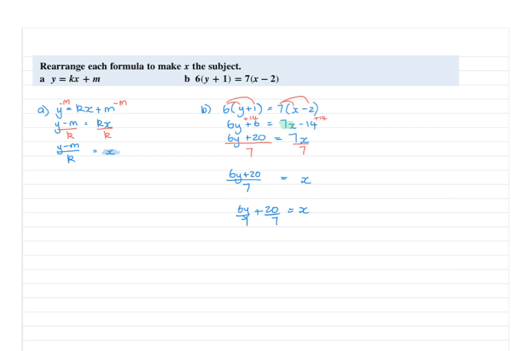It's not really necessary in this case to take this fraction and split it up into two separate fractions, but sometimes it's useful to be able to see that the variable with y has got a coefficient 6 over 7 and the constant is 20 over 7.